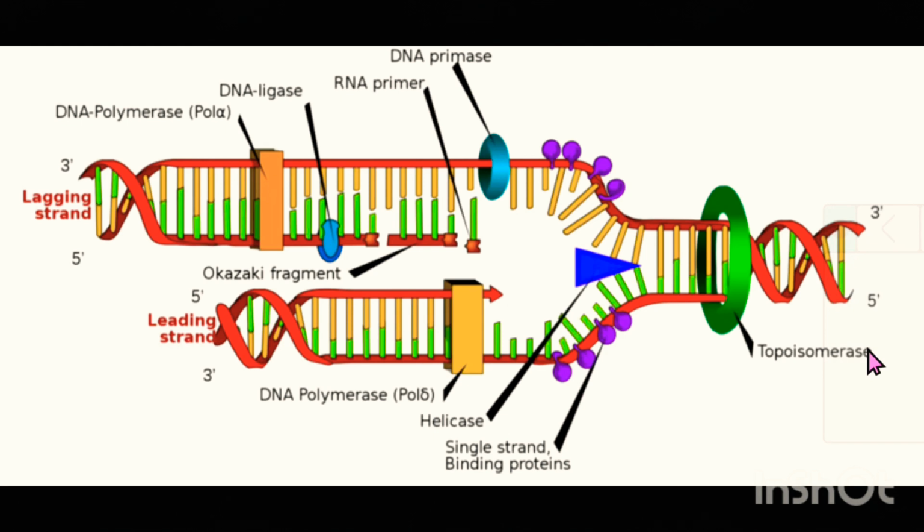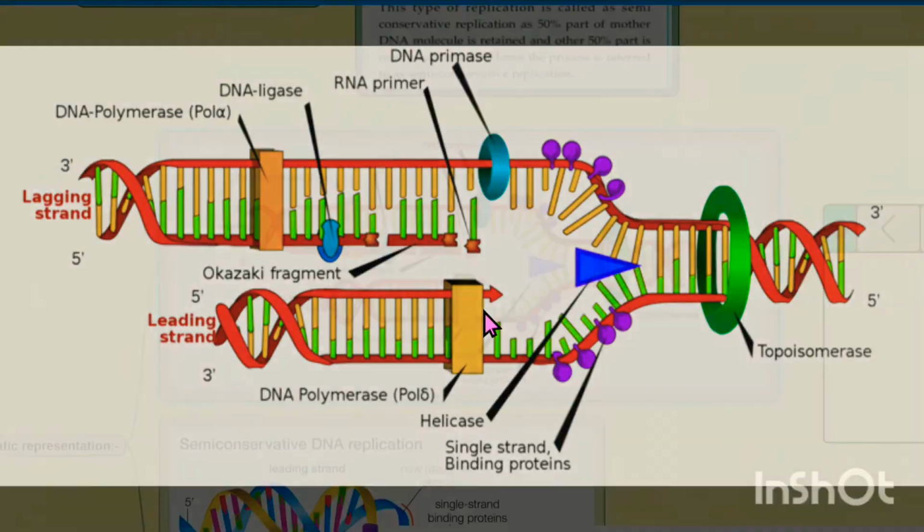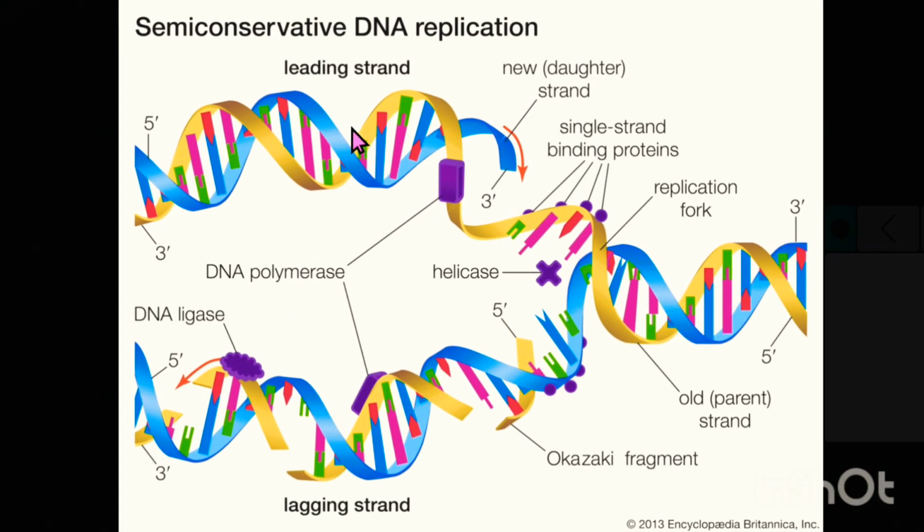Topoisomerase, this is one new enzyme, one important concept. And this is also the semi-conservative DNA replication. New daughter strand is formed here, and this is the polymerase enzyme, DNA polymerase. This is the DNA ligase, this is helicase for cutting the nucleotides. This is the replication fork at the incision point. This is the old parental strand, and these are the Okazaki fragments, and they are joined by using the DNA ligase. These are the single strand binding proteins. These are the single stranded proteins, important one.